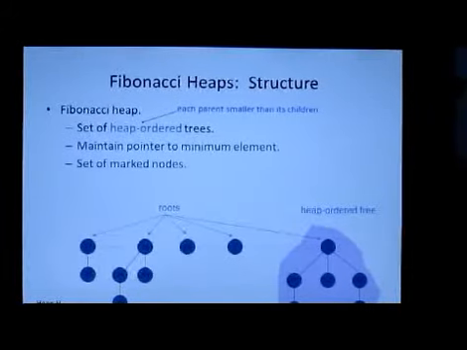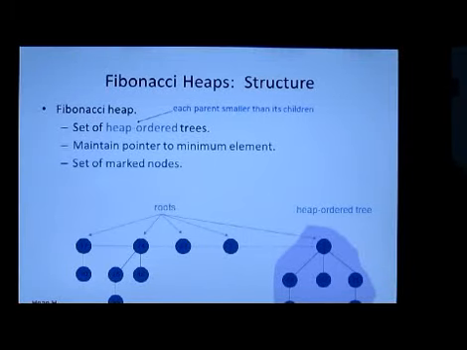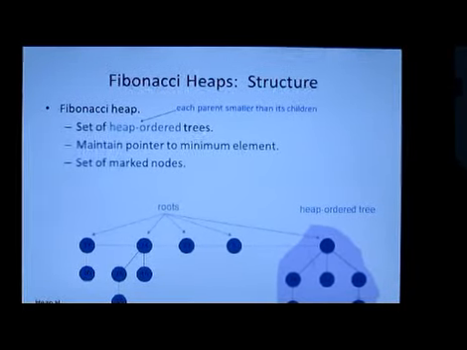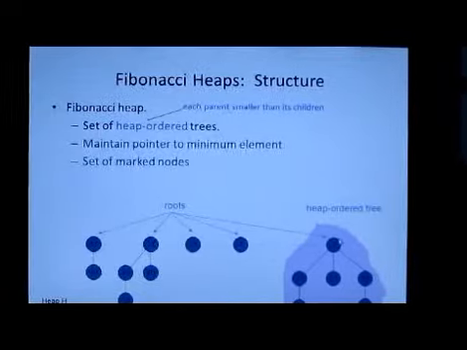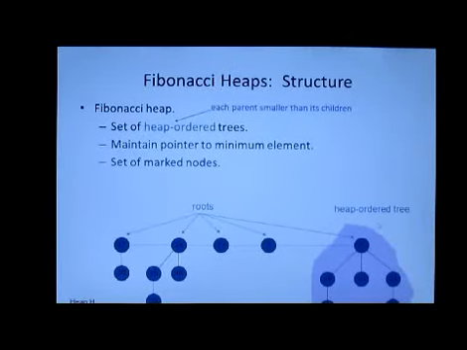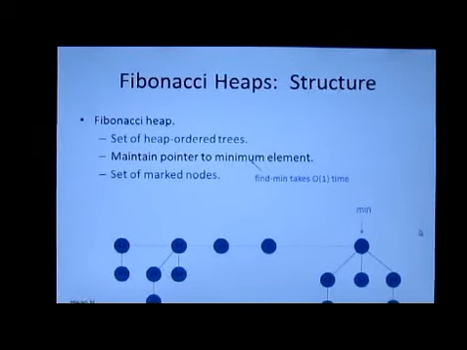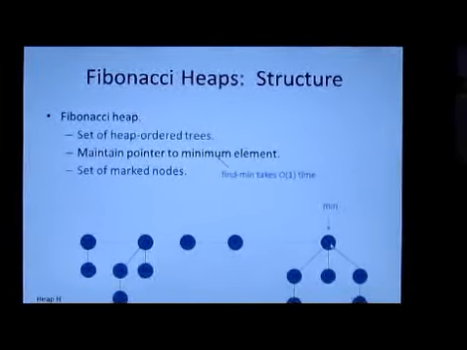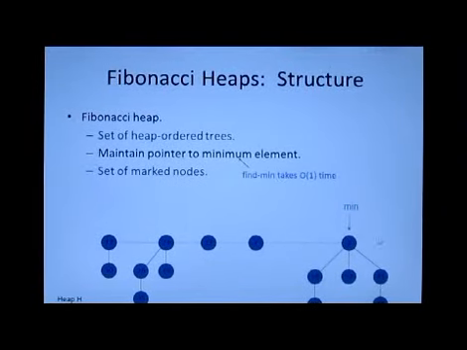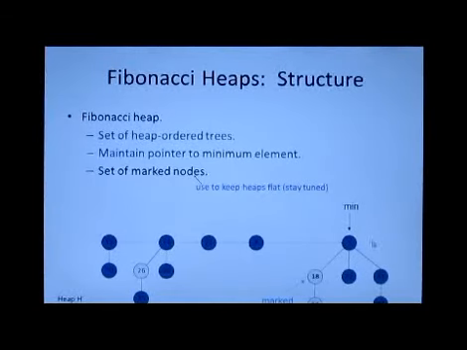It is a simple structure of a Fibonacci heap. It is a set of heap-ordered trees, where each parent is smaller than its children. We maintain a pointer to the minimum element. In here, 3 is the minimum. Find minimum takes O(1) time. A Fibonacci heap also has a set of marked nodes, and these marked nodes are used to keep the heaps flat: 26, 18, 39.